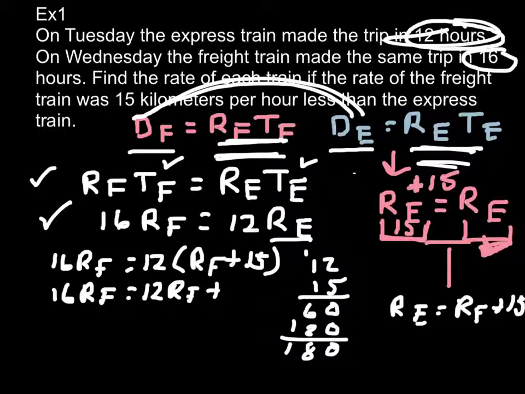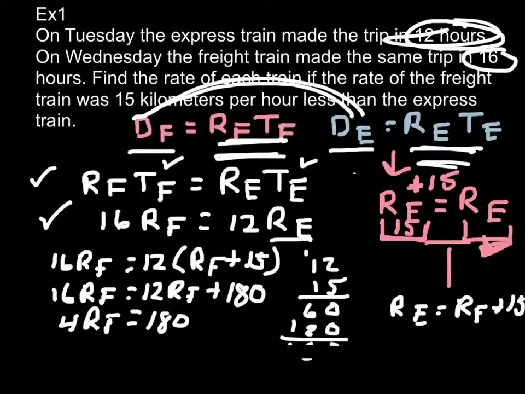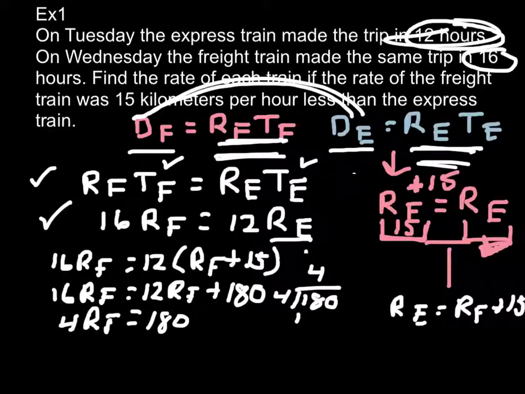Okay, I'm just checking that to make sure that's right. Yep, so 180. All right, now let's solve this for RF. I'm going to subtract 12 RF from both sides. That's going to leave me with 4 RF equals 180. Now take 180 and divide it by 4. 4 into 18 is 4 times, which is 16. Remainder of 2, bring down the 0, so 45. So the rate of the freight train was 45.